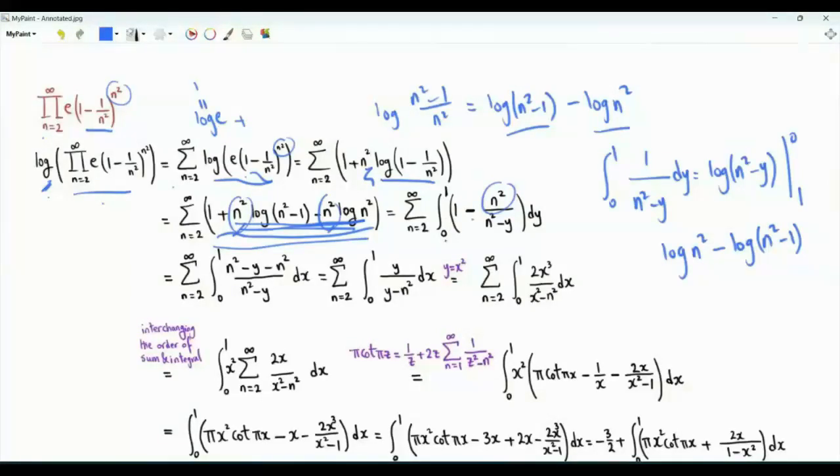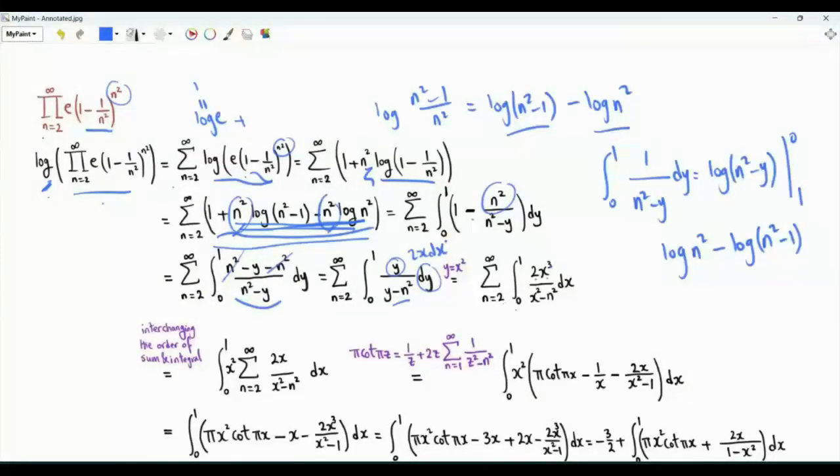The summand can be written as the integral over y from 0 to 1 of 1 minus n squared over (n squared minus y). This is (n squared minus y minus n squared) over (n squared minus y), so this is y divided by (y minus n squared). Let's do the substitution y equal to x squared. dy is 2x dx. This becomes x squared, so in the numerator we have 2x cubed. Downstairs, we get x squared minus n squared.